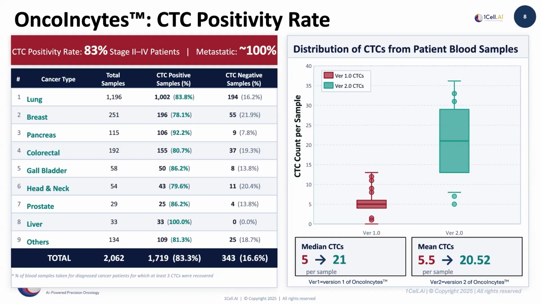Our first generation of CTC capture technology yielded a mean of about 5 CTCs per sample, while our current platform yields a mean of about 21 CTCs per sample. That's a fourfold improvement, and more cells means more material for downstream analysis, more genomics, more protein profiling, more confidence. An 83 to 100% positivity rate across solid tumors means that the vast majority of your enrolled patients can be monitored longitudinally with this platform, and that's a game changer for adaptive trial design.